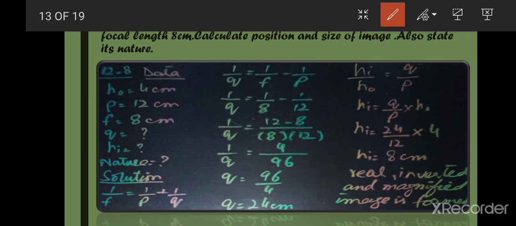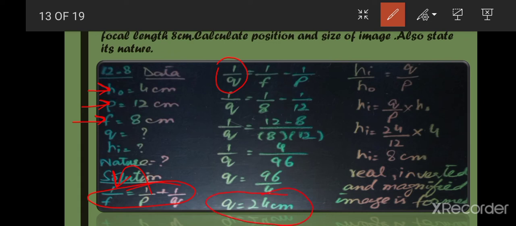Height of object is 4 centimeters. P is 12 centimeters, F is 8 centimeters. Now here a convex lens is used, so its focal length will be positive. Q is required, height of image is required, nature is required. Solution. Now here is the lens equation: 1 by F equals 1 by P plus 1 by Q. You have to find Q, so you have to take 1 by Q on one side. 1 by P will be taken to the other side. By taking the LCM and solving, it gives Q equals 24 centimeters.